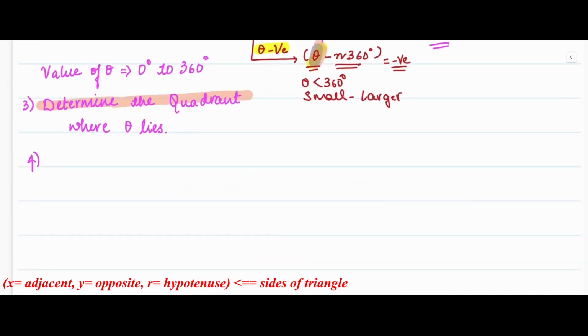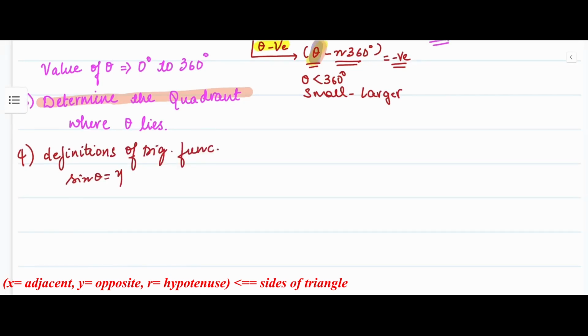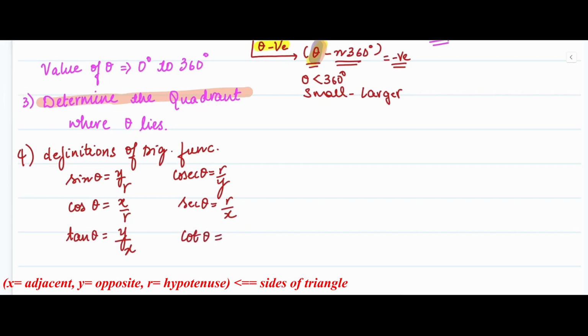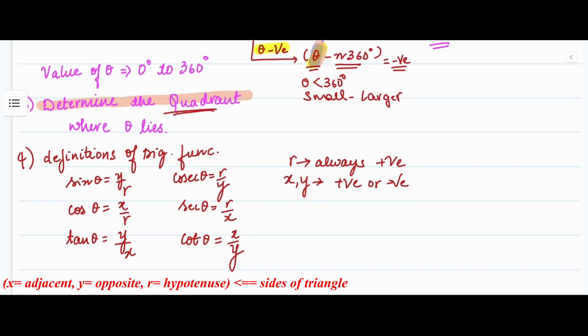Next, we go on to the definitions of the trigonometric functions. Sin theta is y by r. Cos theta is x by r. Tan theta is y by x. Cosecant theta is r by y. Secant theta is r by x. Cot theta is x by y. Here, the value of r will always be positive, while the values of x and y can be positive or negative. Based on the quadrant number, we can find out the sign of the trigonometric function.